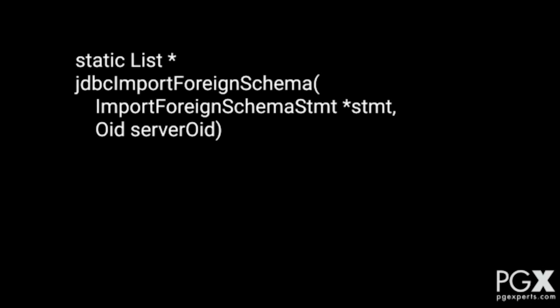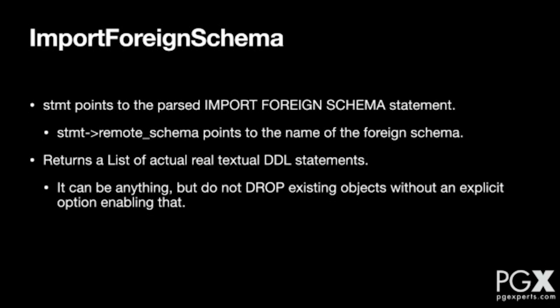Pretty straightforward. It says import foreign schema and the server. What you get is the remote schema if there's a schema qualification on it, or none if there isn't. And you return a list of actual textual DDL statements. You literally build the create statement itself, so you get to use all the formatting stuff and things like that. So this is your chance to return real create statements.